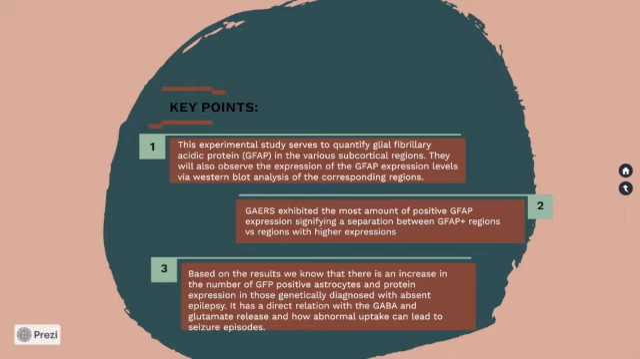This is going to support the theory that the subcortical and cortical regions act together to spread epileptic circuitry. Based on the results, we know that there is an increase in the number of GFAP-positive astrocytes and protein expression in those genetically diagnosed with absent epilepsy. It has a direct relation with the GABA and glutamate release and how abnormal uptake can lead to seizure episodes.